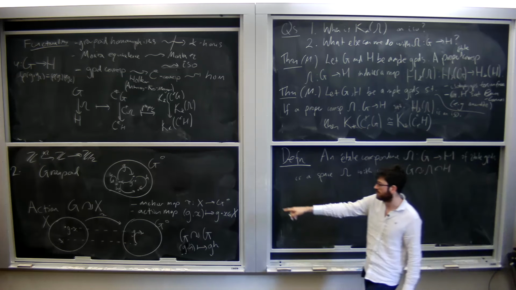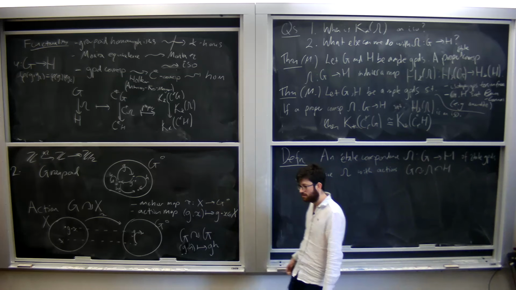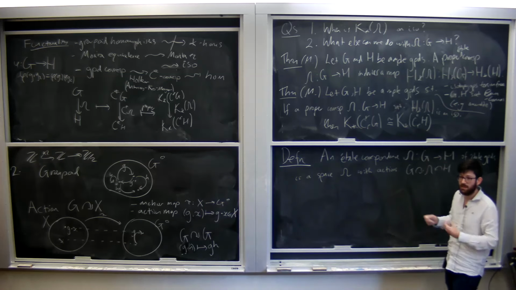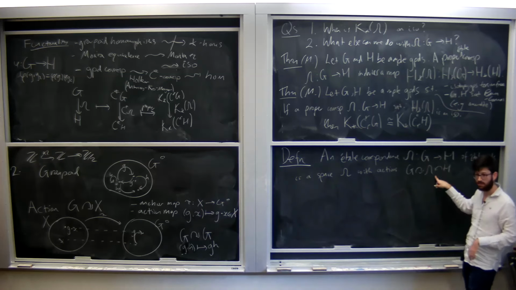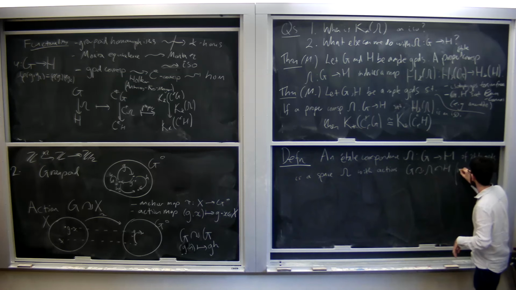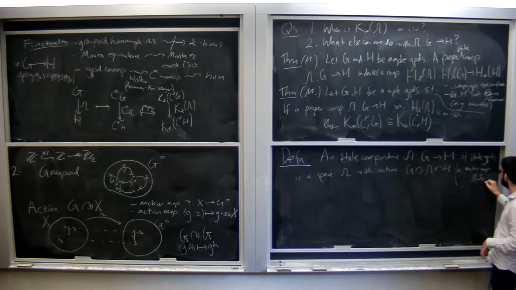Okay, technically what I did here was a left action. You can imagine what a right action might be, and a right action of H. So these are going to have anchor maps. I'm going to write sigma for the source and rho for range.